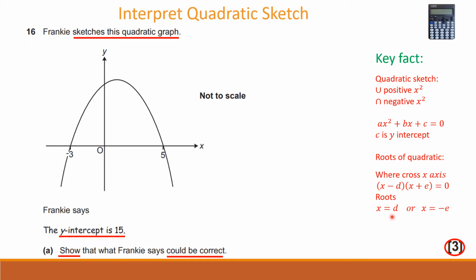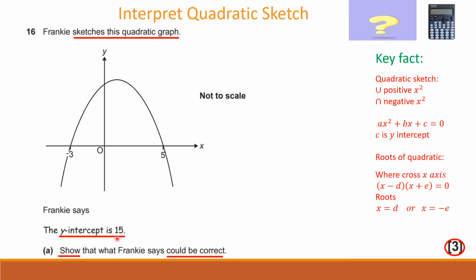So in my case here, d is equivalent to the 5, so you're going to have to think about what you're going to put in here. And then the x is equal to negative e, that's equivalent to this negative 3. So these are the two roots that you're going to be substituting in. Now think about substituting these roots in. Think about the fact that the negative x squared, because the shape is a sad face, it's upside down. And remember, when you expand, the value c on the end is your y-intercept. And that's what you've got to show is 15.